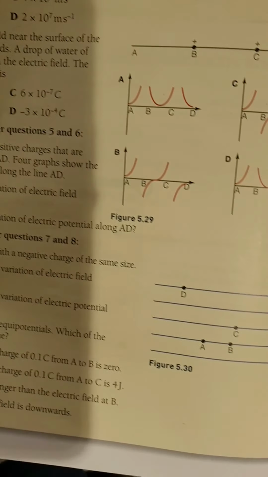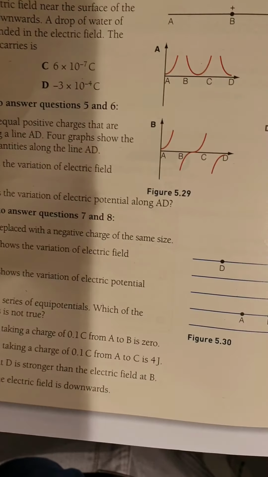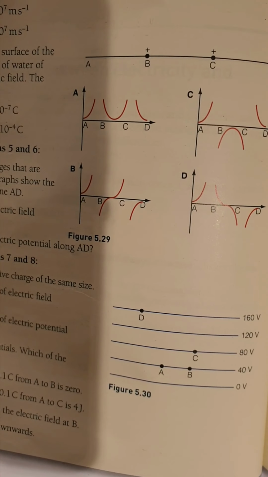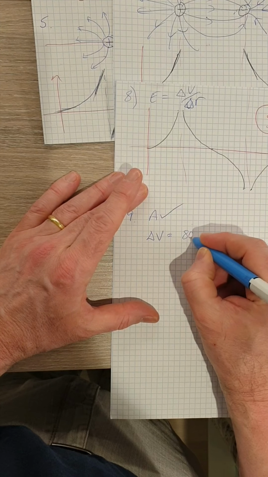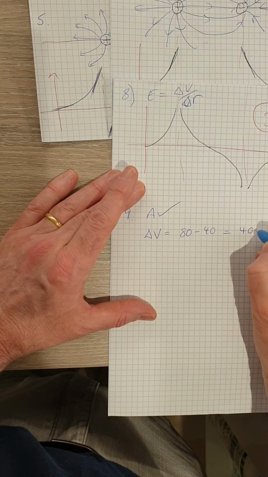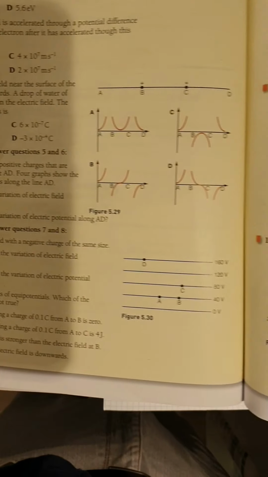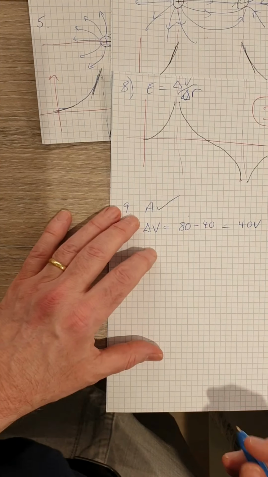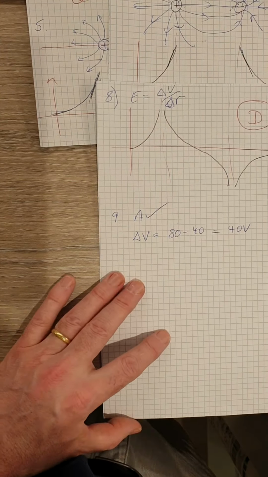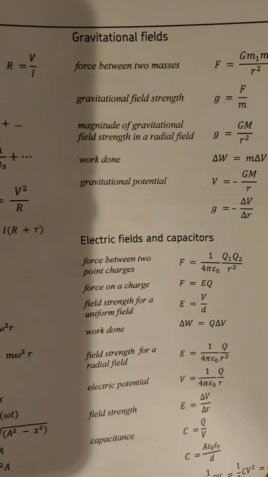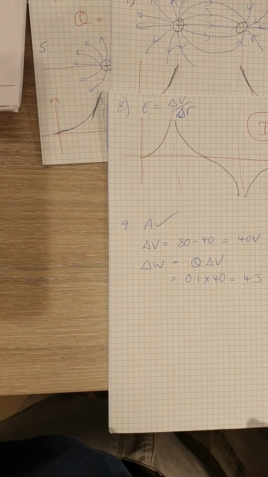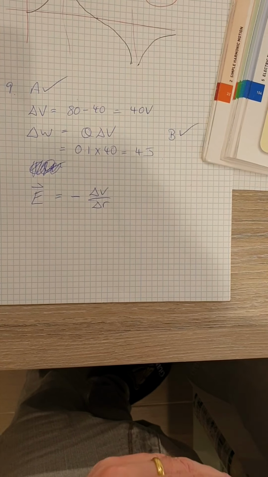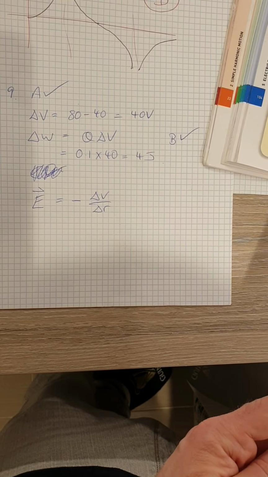Then we have the work done taking a charge from A to C is 4 joules, so the difference in potential is equal to 80 minus 40 equals 40 volts. We've gone from A to C, we've gone from 40 volts to 80 volts. And to work out the change in energy or the work done, again we just use the equation sheet. We've got work done is equal to Q times the potential difference.